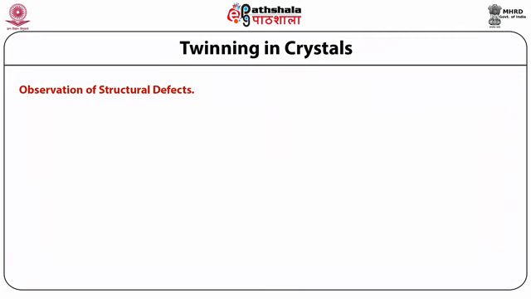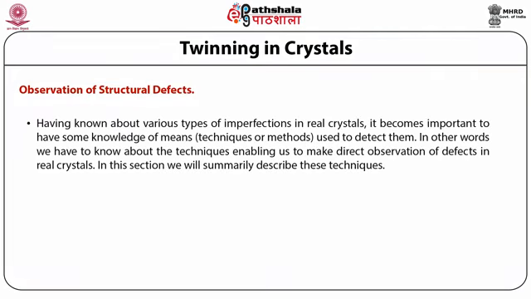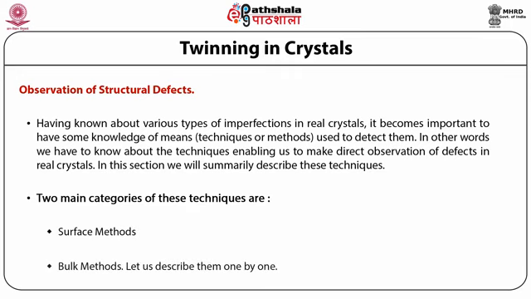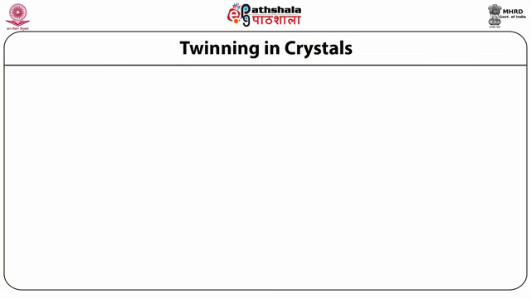Observation of structural defects. Having known about various types of imperfections in real crystals, it becomes important to have some knowledge of means, that is, techniques or methods used to detect them. In other words, we have to know about the techniques enabling us to make direct observation of defects in real crystals. In this section, we will summarily describe these techniques. Two main categories of these techniques are A. Surface methods and B. Bulk methods. Let us describe them one by one.